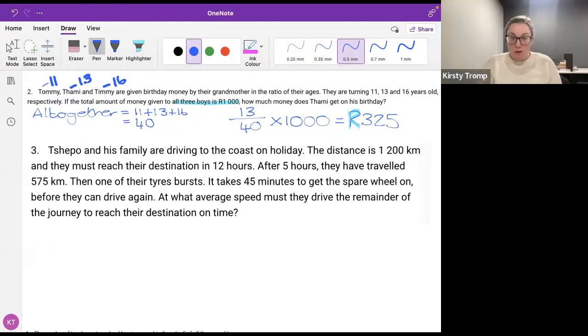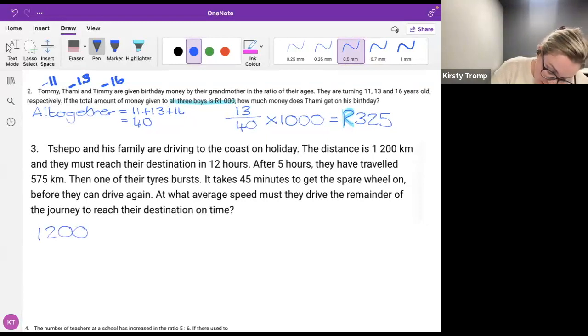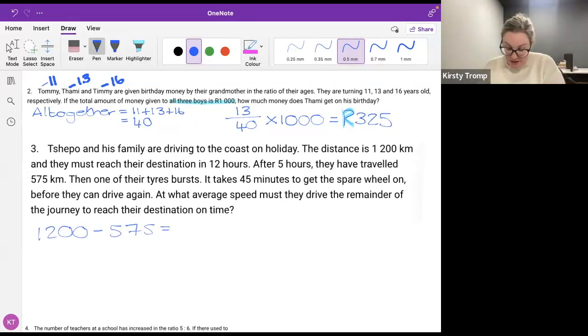So let's do this last question before I say goodbye to you for tonight. Yolanda, put your poll up first, and then I say goodbye to you for tonight. So Tashepo and his family are driving to the coast of Hollander. The distance is 1,200 kilometers and they must reach their destination in 12 hours. After 5 hours, they traveled 575 kilometers. So in other words, they had 1,200 kilometers minus 575 gave them what? Who can tell me? What was 1,200 minus 575?